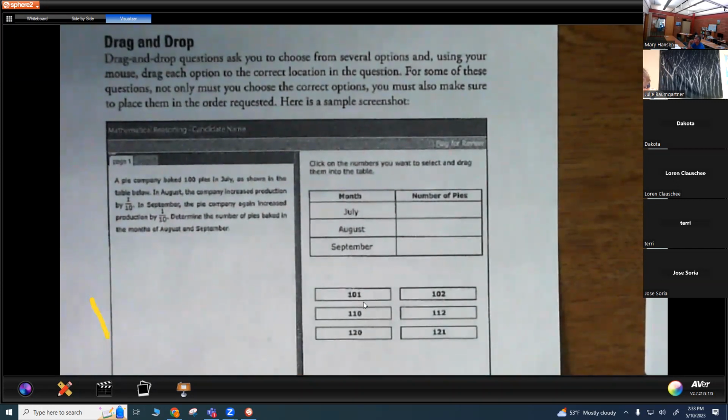So a pie company baked 100 pies in July. Here it says it's shown in the table below. In August, the company increased production by 1/10. In September, the pie company again increased production by 1/10. Determine the number of pies baked in the months of August and September.